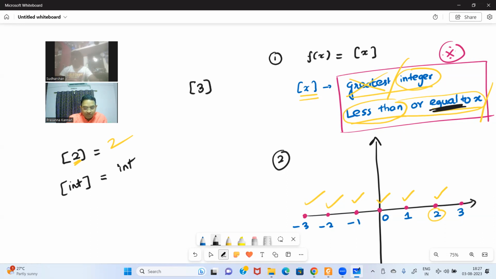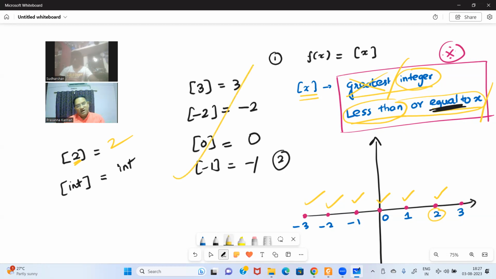What is greatest integer of 3? 3. Yes. What is greatest integer of -2? -2. Greatest integer of 0? 0. Greatest integer of -1? -1. Excellent. That's a simple way of answering this.